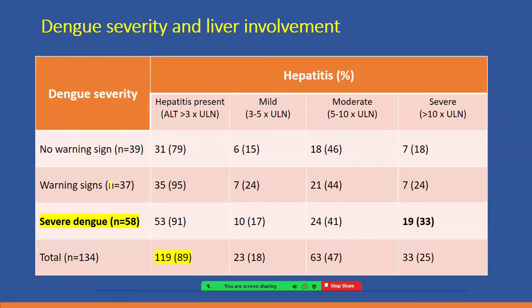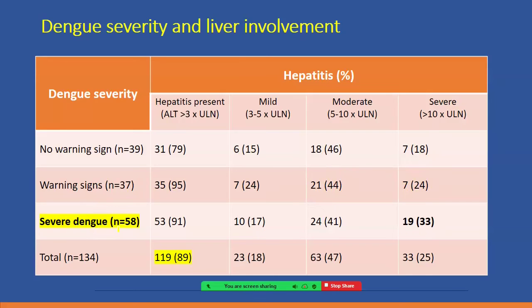In those patients who had warning signs, out of 134, 37 patients had warning signs, and out of these 37 patients, 95% had evidence of hepatitis. And again, in this group, 24% of the patients had mild hepatitis and 24% had severe hepatitis. Again, in the patients who had warning signs, most of the patients had moderate hepatitis.